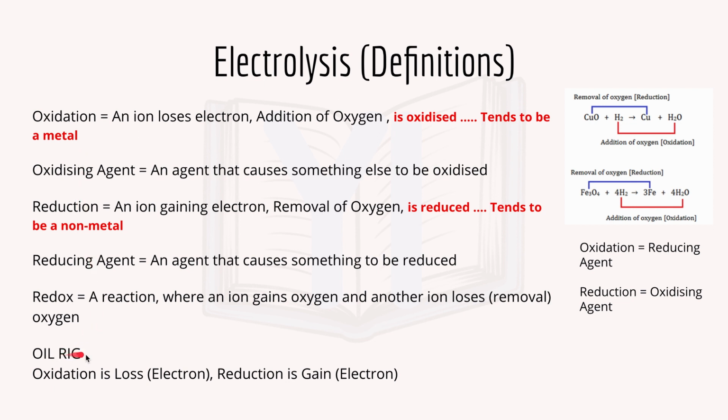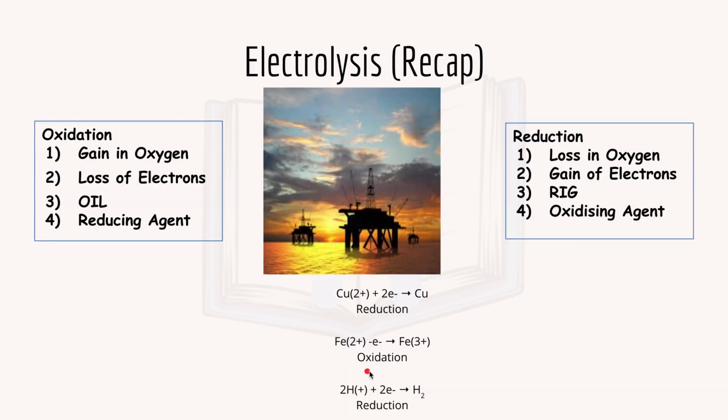And OIL RIG stands for oxidation is loss and reduction is gain. So look more into the OIL RIG. OIL: gaining oxygen, loss of electrons, and they are the reducing agent. And RIG: reduction, loss of oxygen, gain of electrons, and they are the oxidizing agent. So here are some examples. We have copper 2 plus ion plus 2e minus, 2 electrons, to become copper atom. Iron 2 plus ion minus 1 electron to become Fe3 plus.